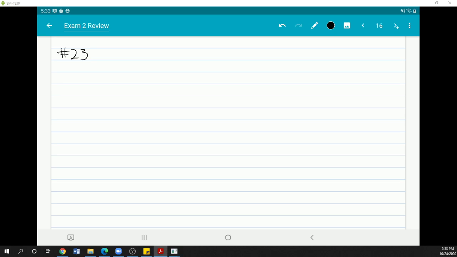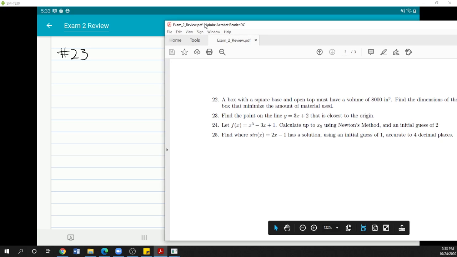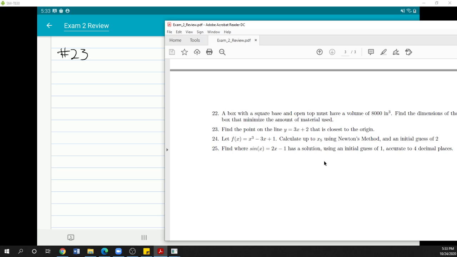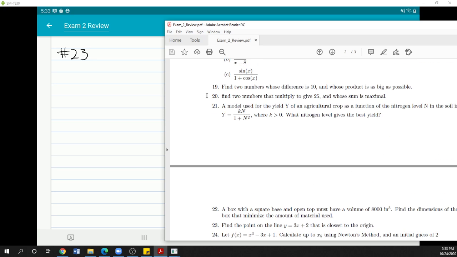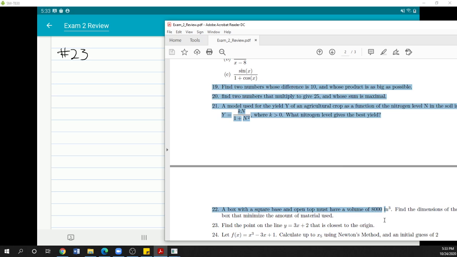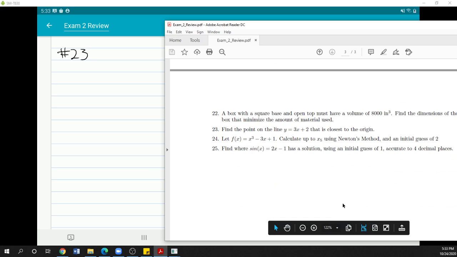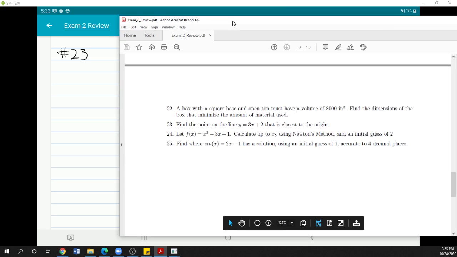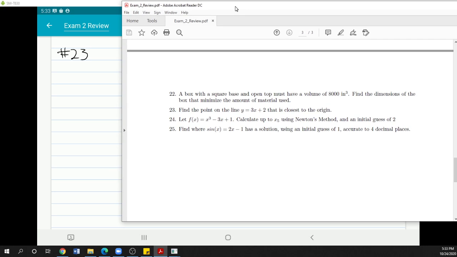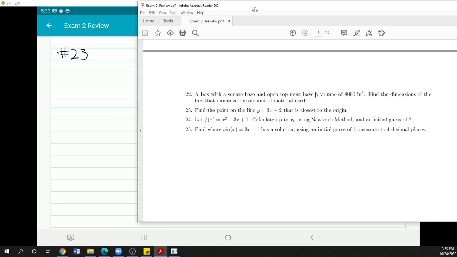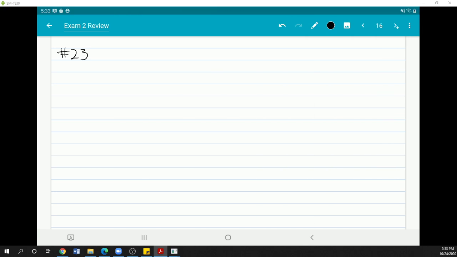Problem number 23. So now we want to do one last optimization problem. I want to be clear that you could get different optimization problems on the exam than these. These are just some examples to help you work through and give you some idea of what the exam problems might look like. So we want to find the point on y equals 3x plus 2 that's closest to the origin. So what do we have? We have our distance function.